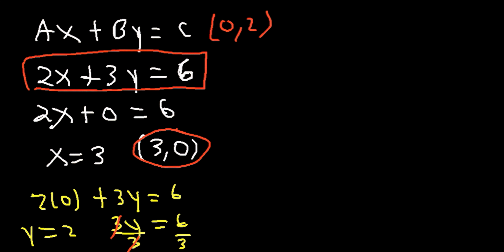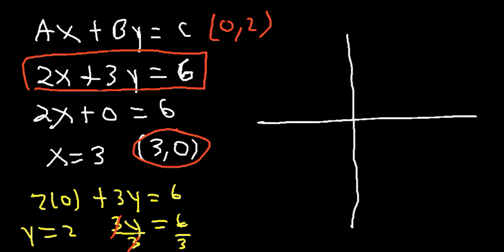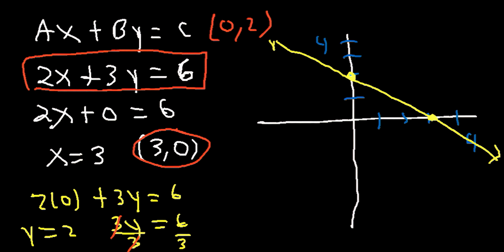And then once you have those two intercepts, just plot those 2 points and connect them with a line. So 1, 2, 3, 4. 1, 2, 3, 4. Okay, so the first point is at (0, 2). The next one is at (3, 0). And then just connect those 2 points with a line. That's the simplest way to graph an equation in standard form.